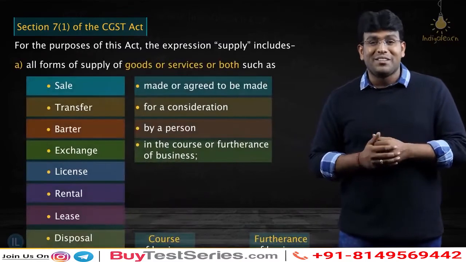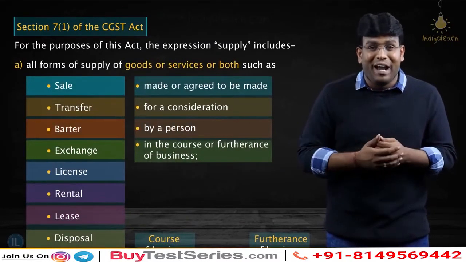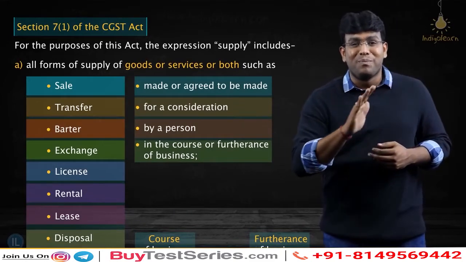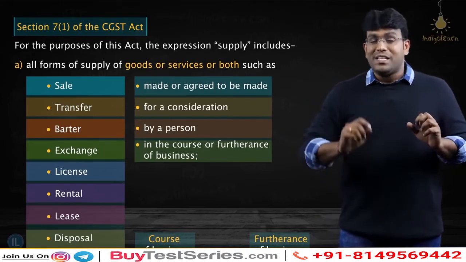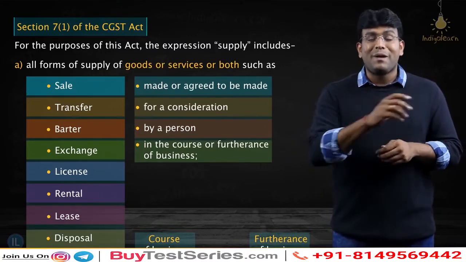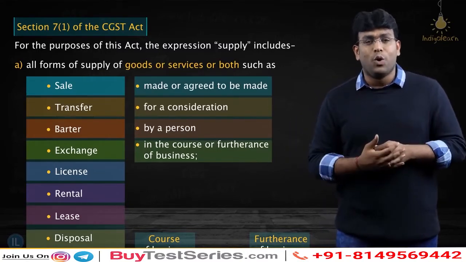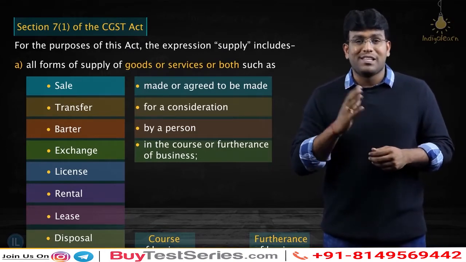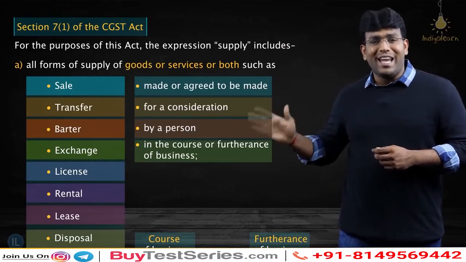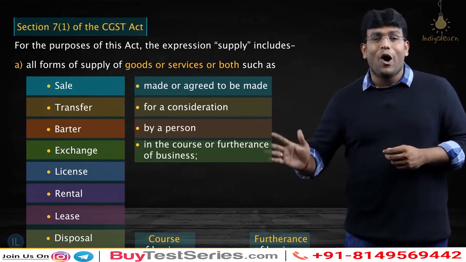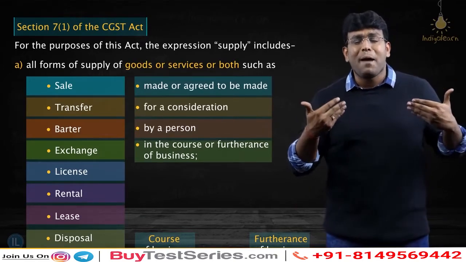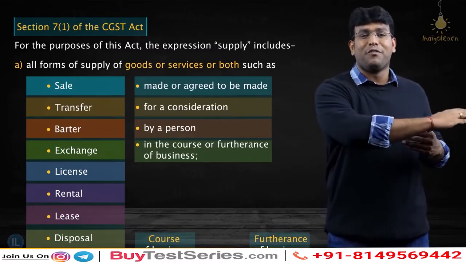So now supply covers something which is made or agreed to be made for a consideration by a person in the course or furtherance of business. So I reiterate, section 7 subsection 1 clause A specifies that supply covers all forms of supply of goods or services or both, such as sale, transfer, barter, exchange, license, rental, lease or disposal, made or agreed to be made for a consideration by a person in the course or furtherance of business.